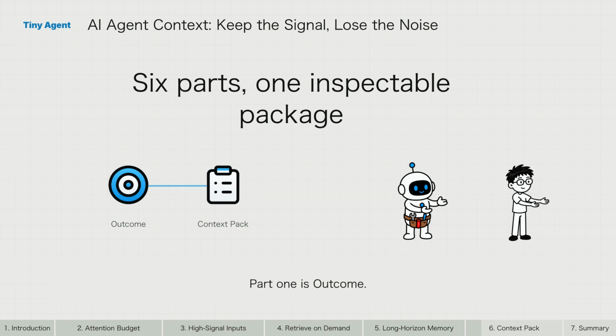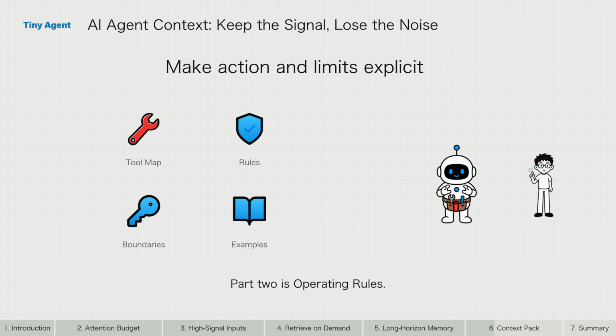Part 1 is outcome. State the goal, intended user, deliverable, acceptance criteria, and the decision the result must support. This prevents a fluent agent from optimizing for an attractive output that does not solve the actual problem. Part 2 is operating rules. Record hard constraints, permissions, risk boundaries, escalation points, and stop conditions. Separate permanent rules from temporary assumptions so an old workaround does not silently become policy.